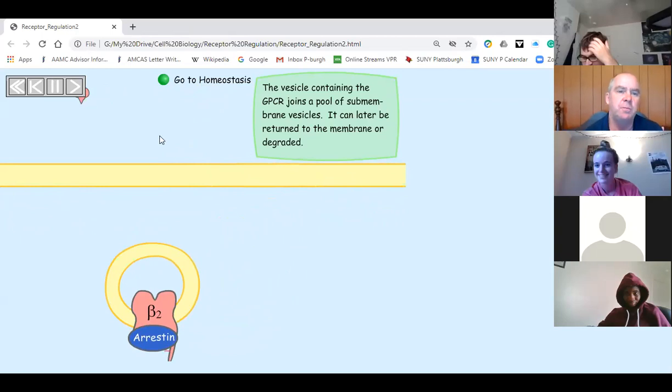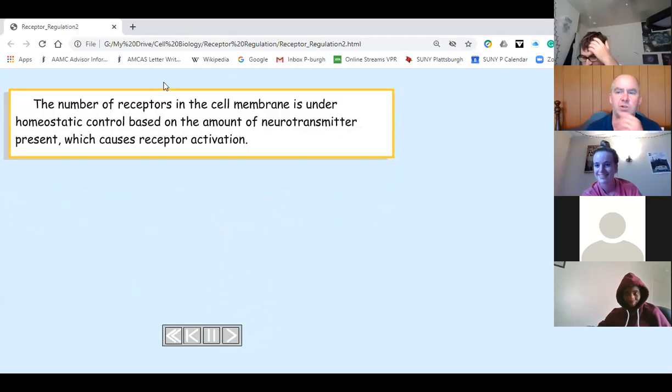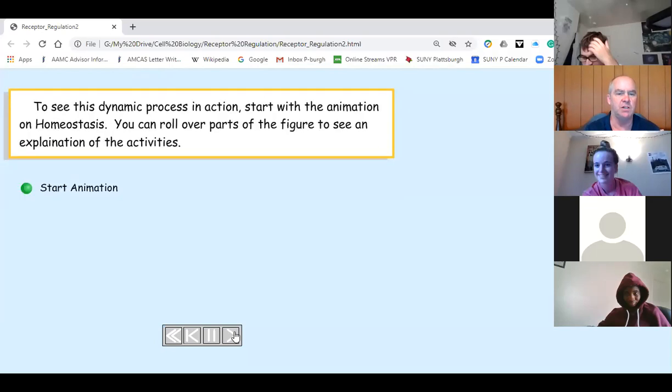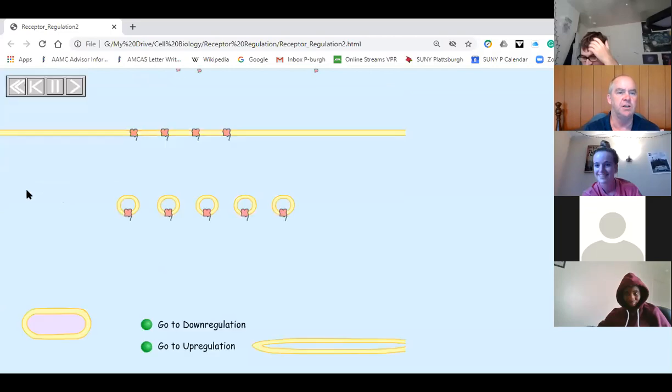All right, so that's kind of like the close-up view of what's going on with one receptor. But you want to think about it in terms of what's going on in the whole cell or in the whole postsynaptic side of the synapse when this is going on. So the total number of receptors in the cell membrane then is going to be under control by 4 different processes. I'm not going to go through this because this is more detailed than you need to know, but I want you to watch the animation of it anyway.